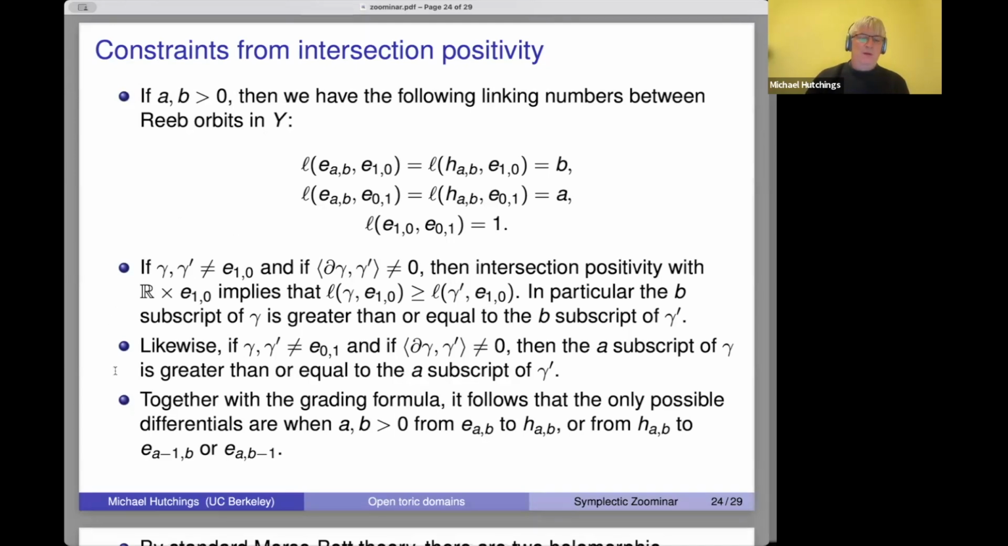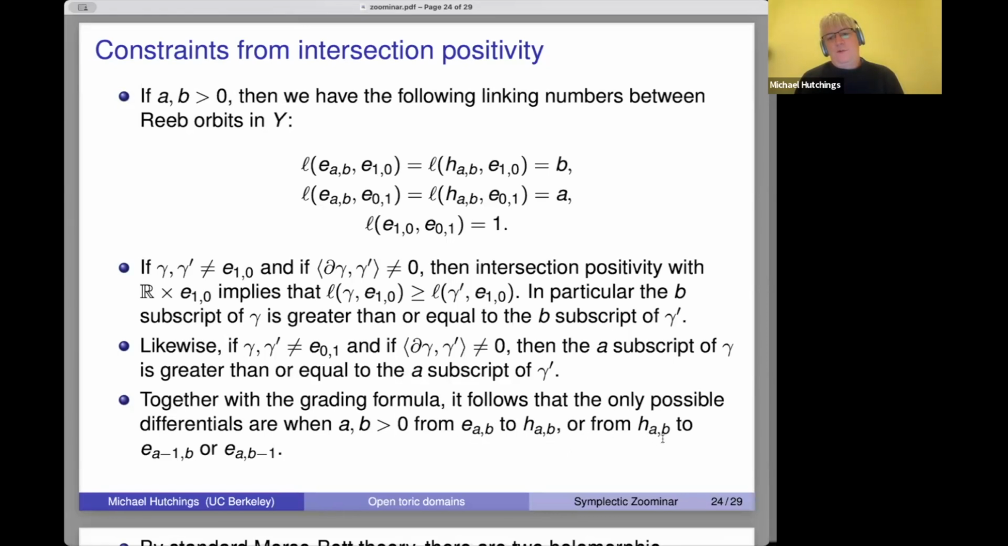And a similar argument shows that the A subscript has to decrease or stay the same. And then if you look at the formula for the grading, this rules out almost everything. The only possible differentials you could have: there could be differentials from EAB to HAB, so this is where the subscripts stay the same.